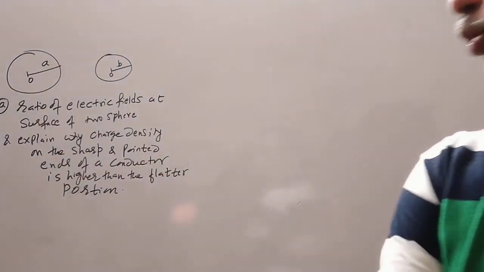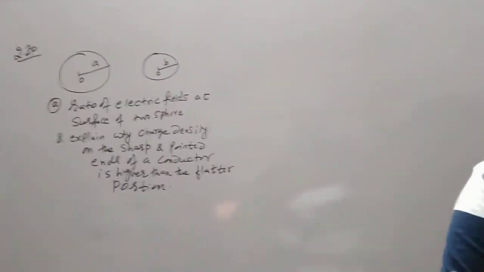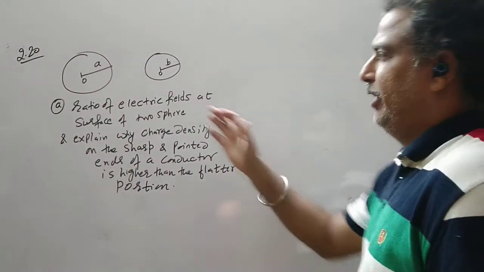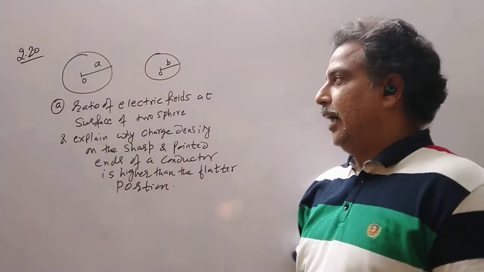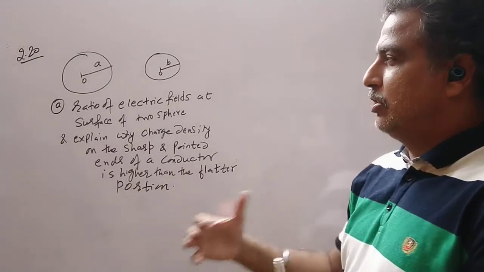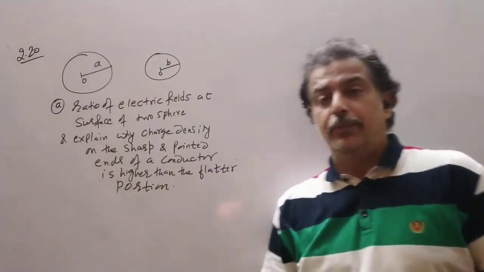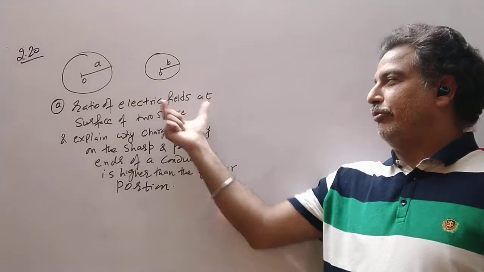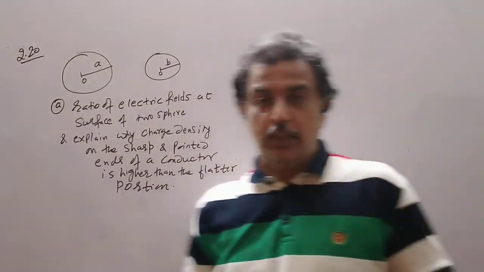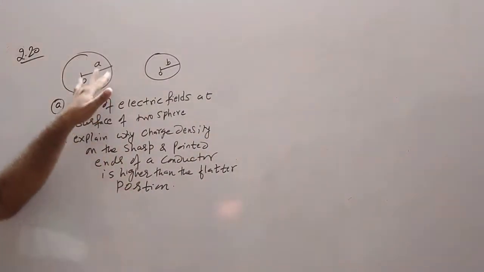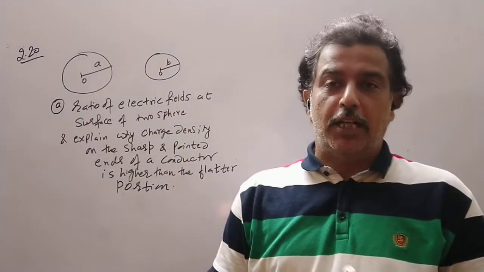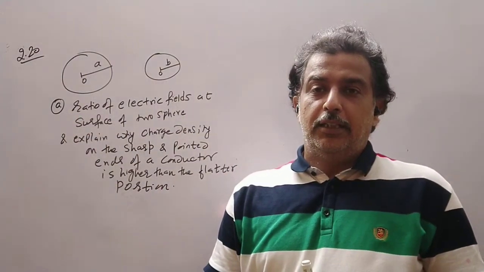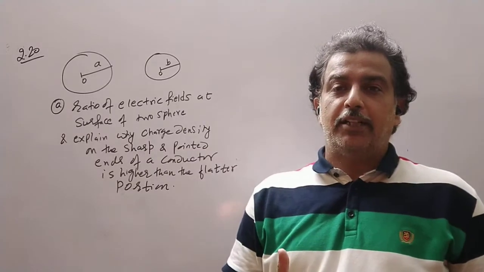Now let us move to question number 20. Two spheres of radius a and b are given, and they have a charge distributed on them. You have to find out the ratio of electric field at the surface of the two spheres when both the spheres are connected with a conducting wire. So both the spheres are initially charged and they are connected with the help of a conducting wire.